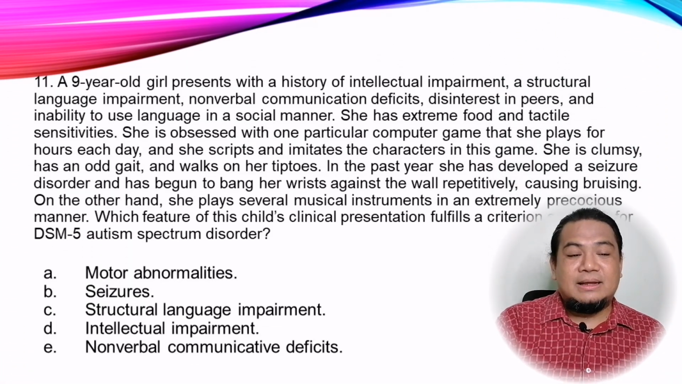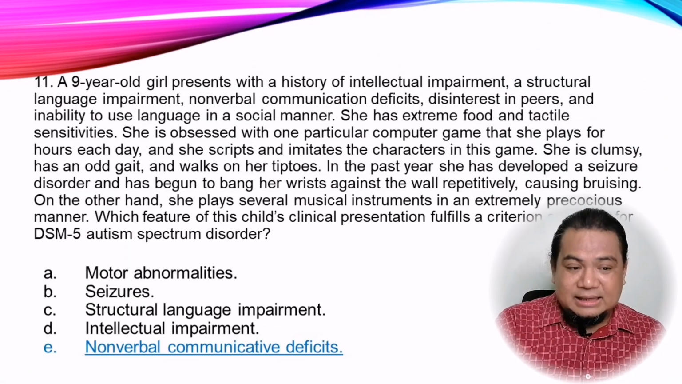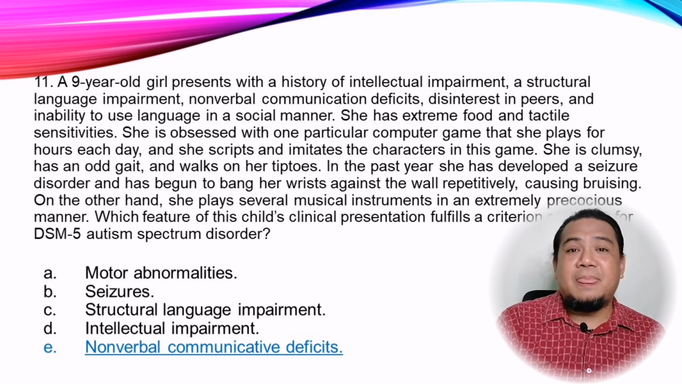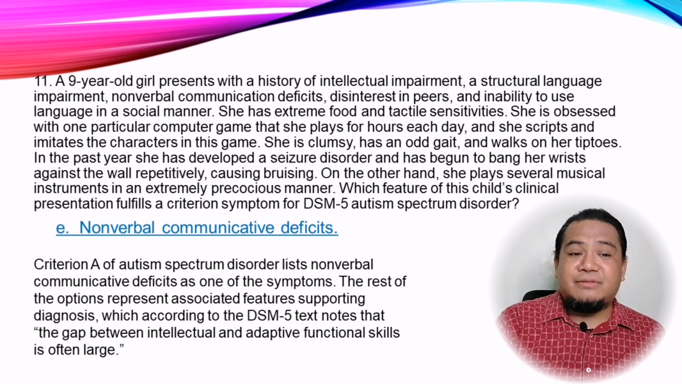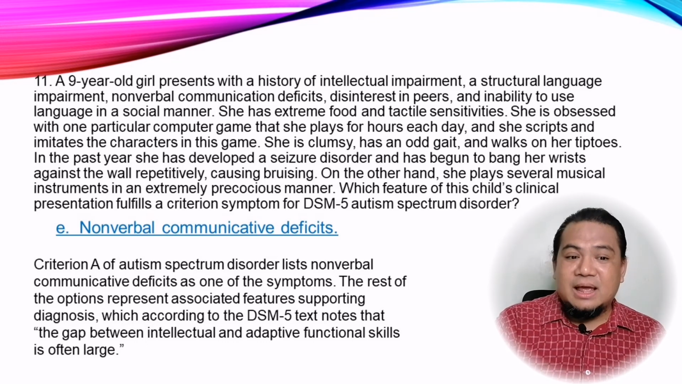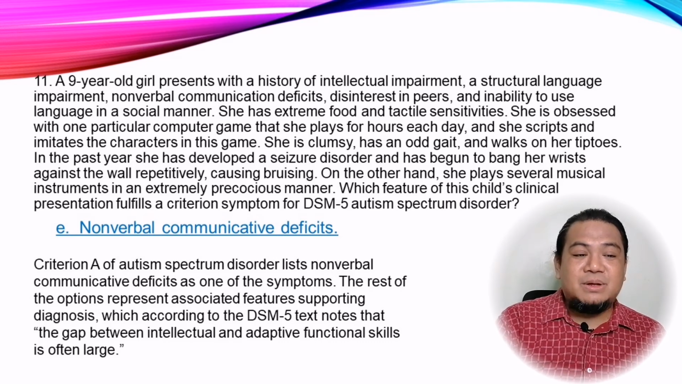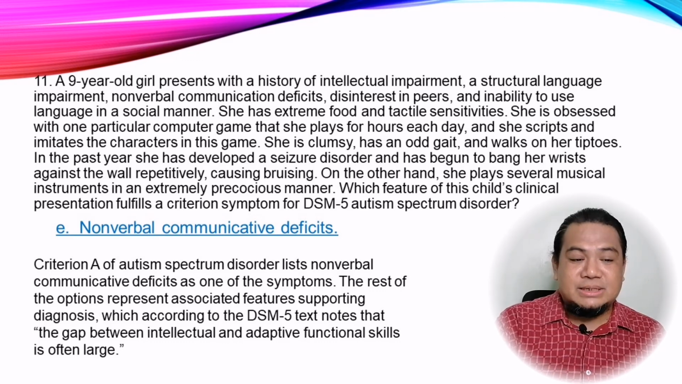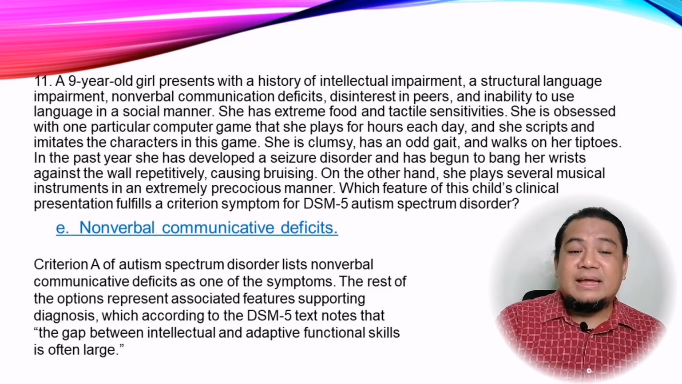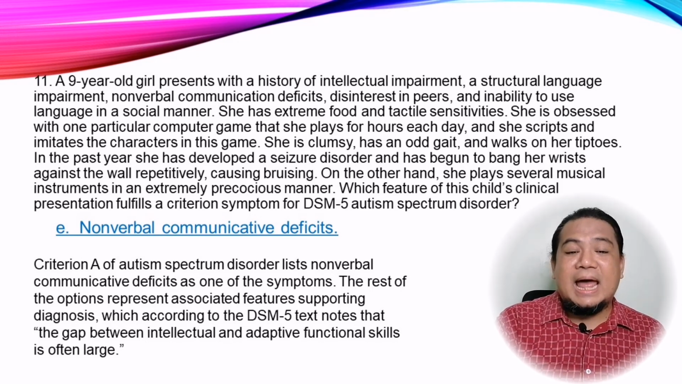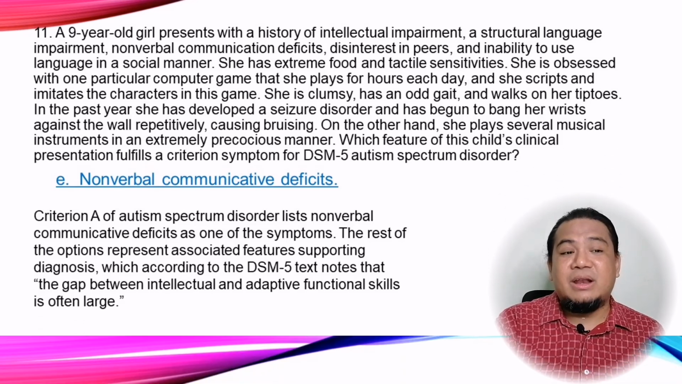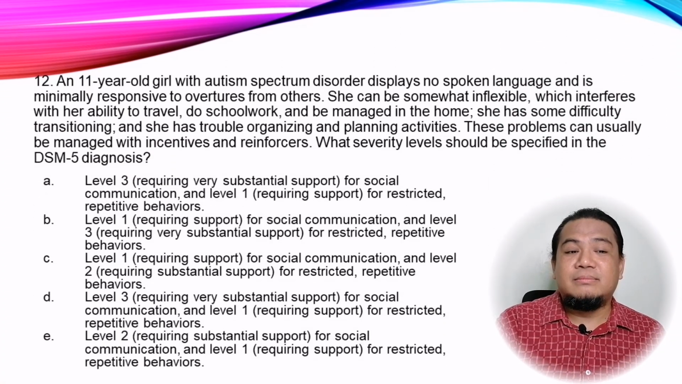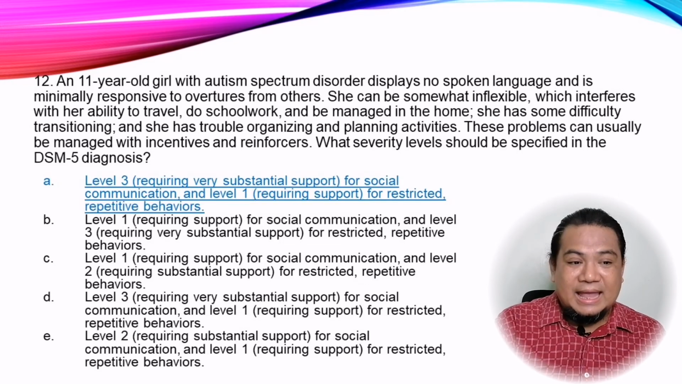Number 11, and the answer is letter E, nonverbal communicative deficit. Criterion A for autism spectrum disorder lists nonverbal communicative deficits as one of the symptoms. The rest of the options represent associated features supporting diagnosis, which, according to DSM-5, notes that the gap between intellectual and adaptive functioning skills is often large. Number 12, and the answer is letter A.